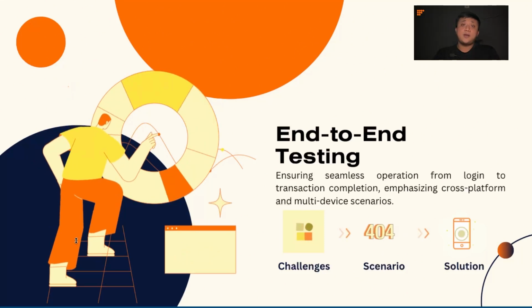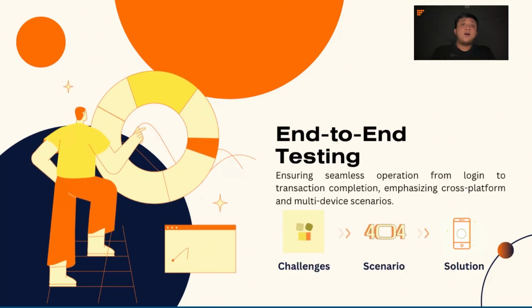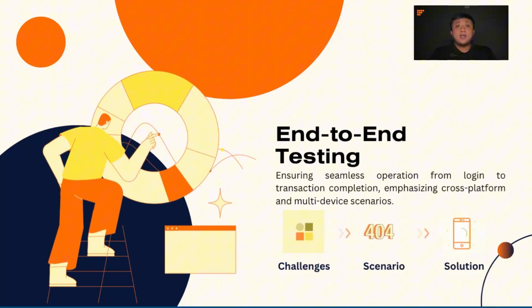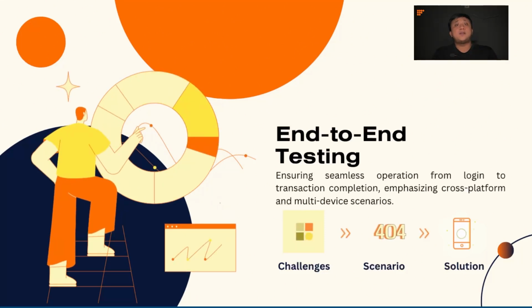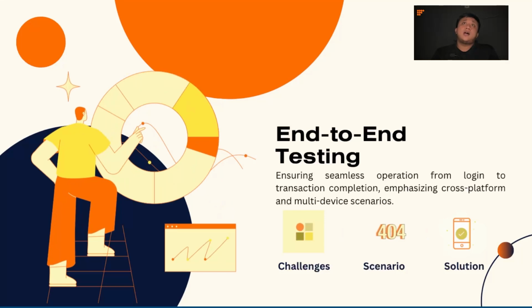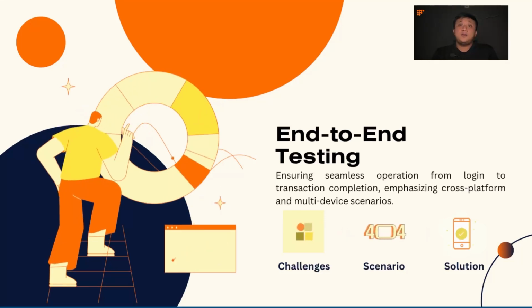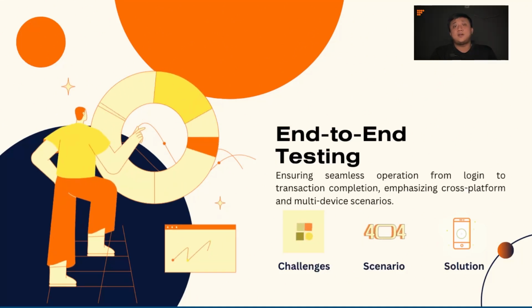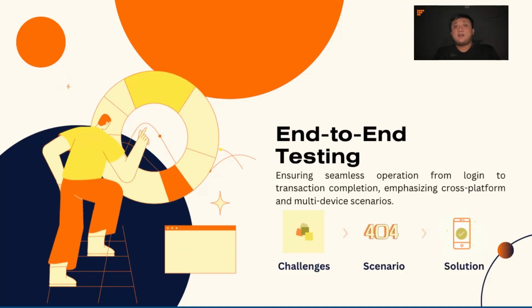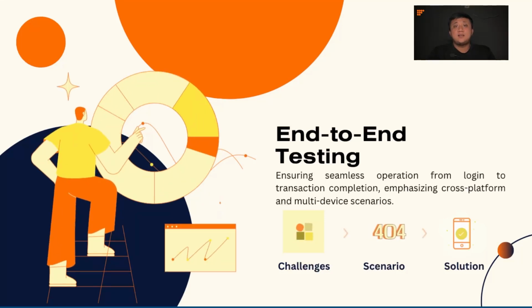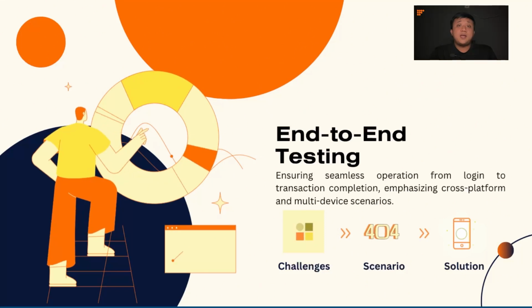So as QA, test the whole process. Create a test that covers the entire user's journey, from logging in to completing a transaction, and ensure it works consistently on all devices. Also, simulate real use. So test scenarios like starting a transaction on the phone and finishing it on a computer to make sure it works seamlessly. So next is automated testing.